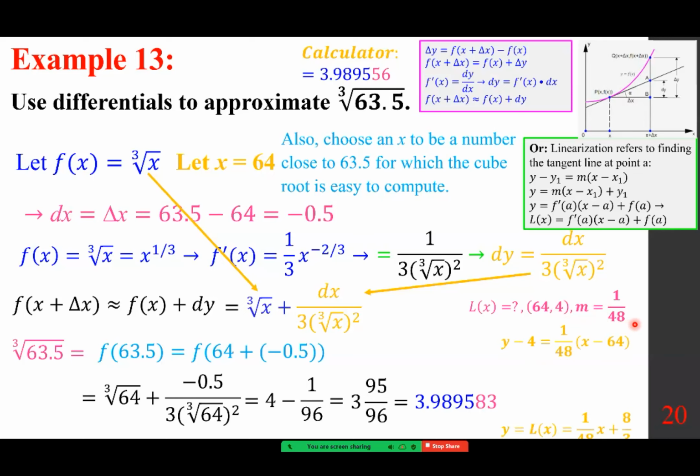If you do the math, you end up with this equation. I'm going to leave it for you to do that. And of course, if you replace the x with 63.5, it must give you precisely this one. And I highly recommend you keep it as a fraction because it's exact. Okay, so that's the second method of doing that.